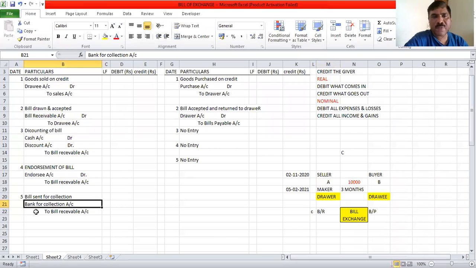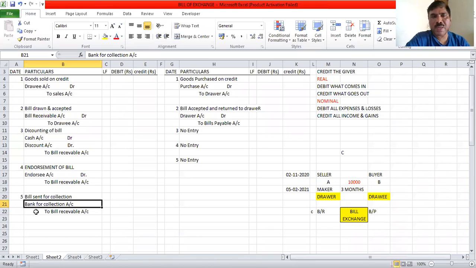Why do we write bank for collection? Because on the day of giving the bill, the money will not be received, because it has to be sent to the drawee's bank, and the bank has to collect the money from the drawee's bank. Therefore, we will write here that the bill is sent for collection, that is, bank for collection account debit, to bill receivable. Now it is just given to the bank for collection. On the due date, it goes to the bank of the drawee. The drawee makes the payment to the drawer.